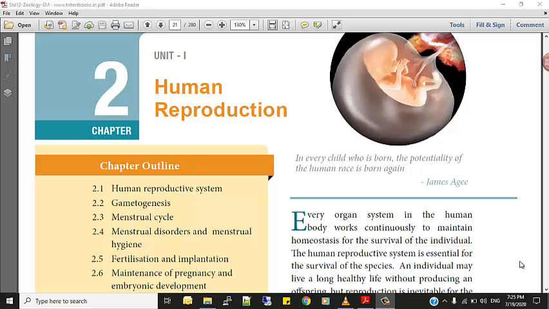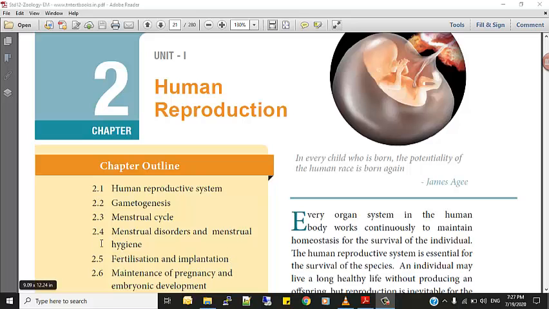Chapter 2, Human Reproduction. In the previous class, we were discussing gametogenesis, all the phases of the menstrual cycle, and the hormonal regulation of the menstrual cycle. Hope it is clear for you. Today we are going to continue with these two topics: menstrual disorder and menstrual hygiene as the first part, and fertilization and implantation as the second part. I have beautiful videos to watch and then explore how fertilization and implantation take place in humans. I'm really excited. I hope that after watching this, you will also explore that.